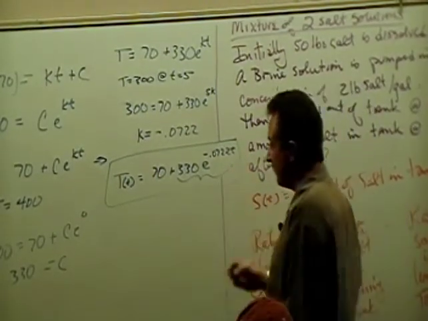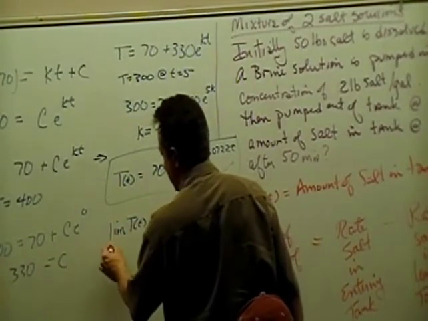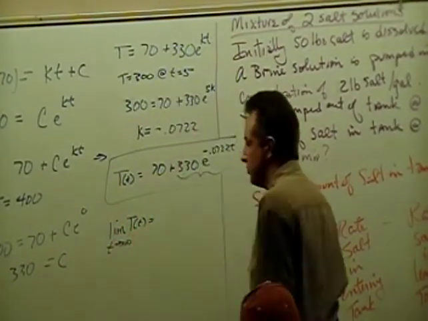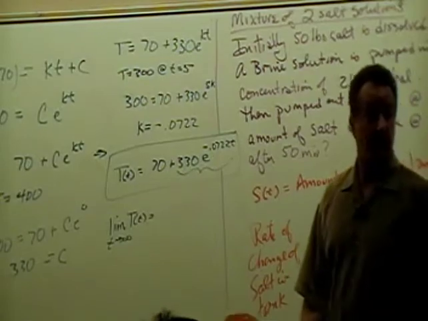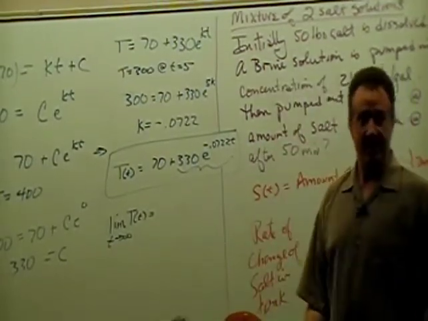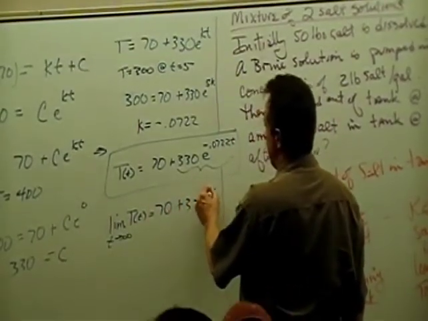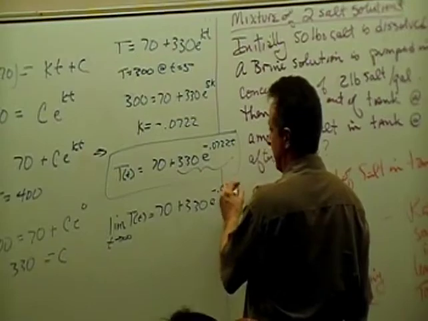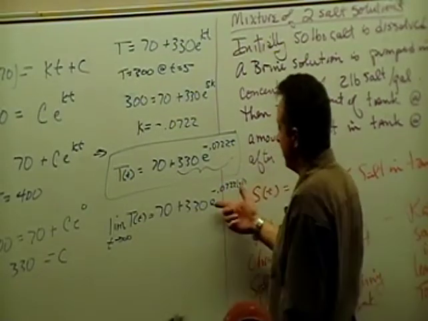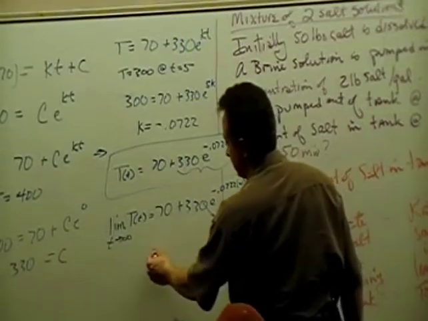So if I took the limit of this temperature distribution as time went to infinity, let's see what temperature this pizza would be at if I just let it sit on my table forever. This would be 70 plus 330 e to the minus 0.0722 times infinity. Obviously that's 1 over e to the infinity, which goes to 0. Hey, this thing approaches 70 degrees.